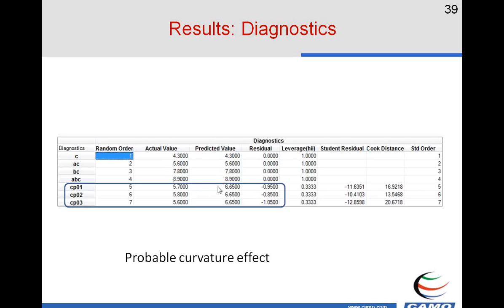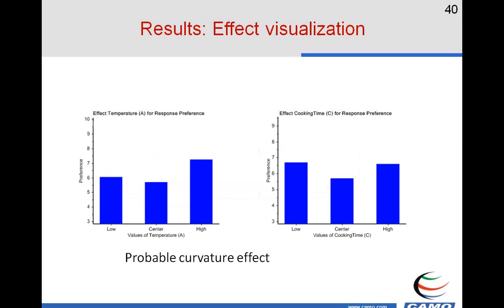Here what we can see is that there is a big difference between the actual value and the predicted value for the center sample. So maybe there is a curvature effect. Then we can investigate and look at maybe the effect visualization. Here we have the effect of temperature for the preference, and as you see we have kind of a curvature effect between the low and high levels. So the center level is lower than both the low and high value.